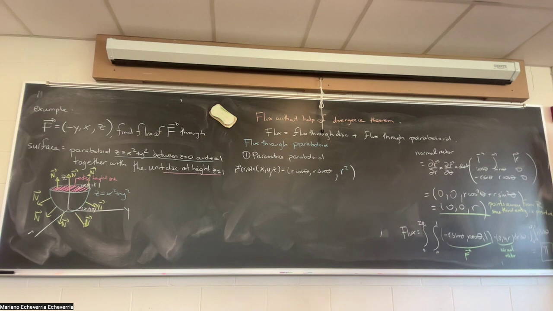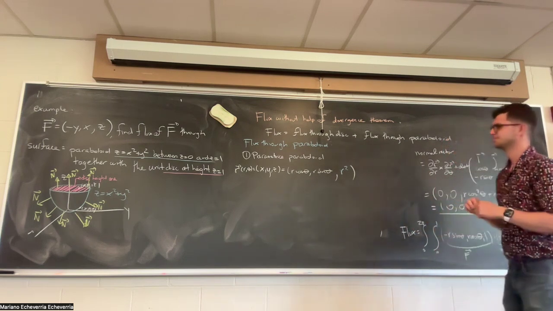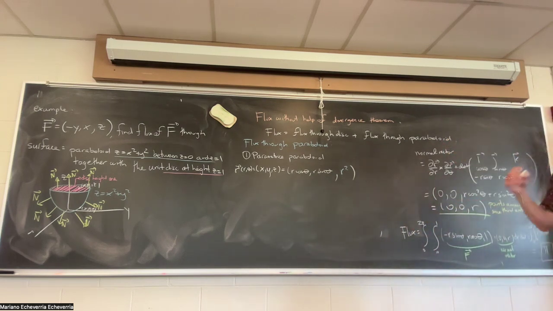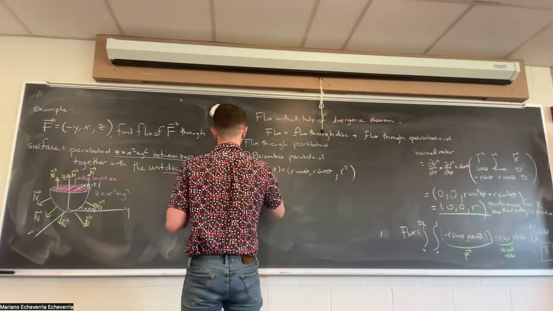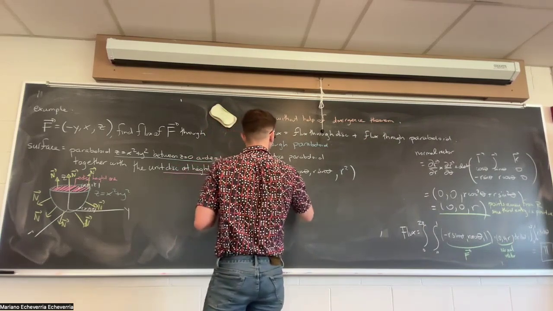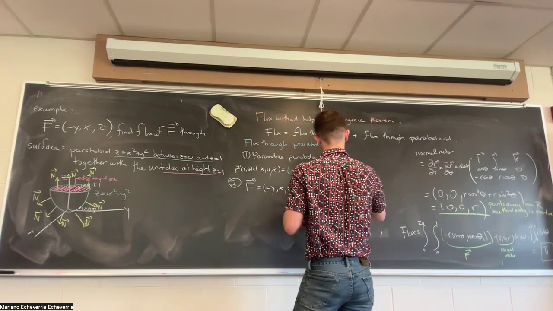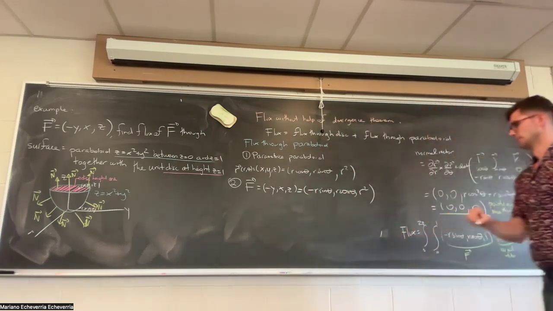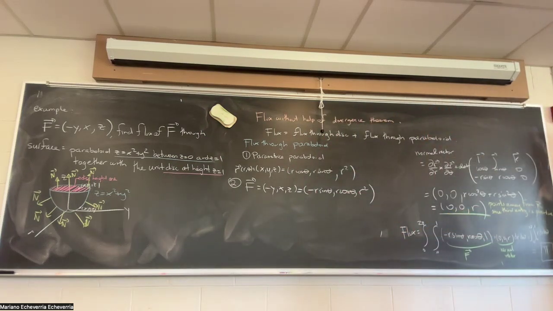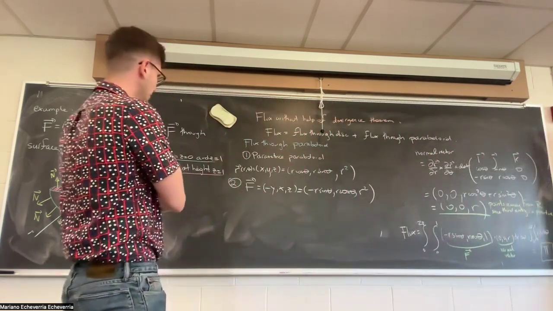Is that okay? So you see, in this case, compared to the disk, the only difference is in the third component. Once you have the parameterization, you can write F in terms of the parameters. So what is F in terms of the parameters? F was negative y, x, z. Negative y becomes minus r sine of theta, x is r cosine of theta, and z is r squared. Okay, so that is what that gives you.